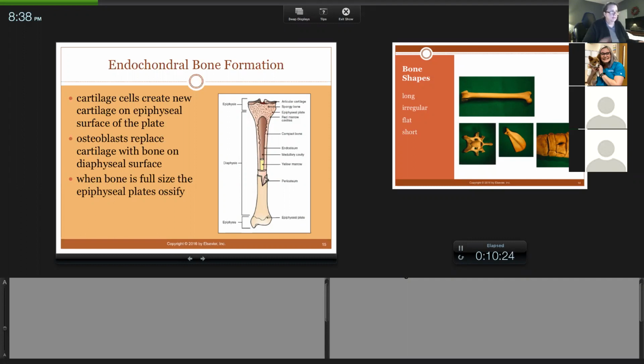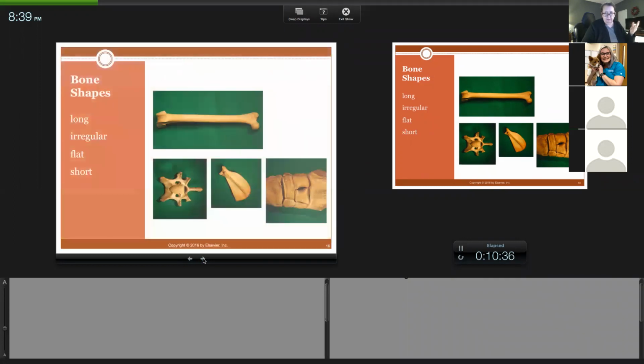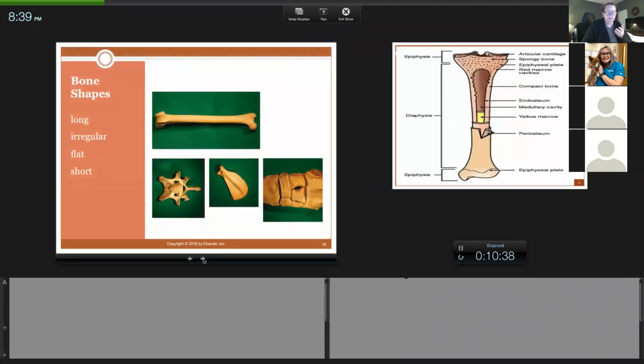And again, bop in if you have a specific question. I can always answer it. I'm just going to go down this list. The 4 bone shapes, I think that's pretty self-explanatory. This was one of your lab exercises. Hopefully you got the key I sent out. So those are the 4 kinds.